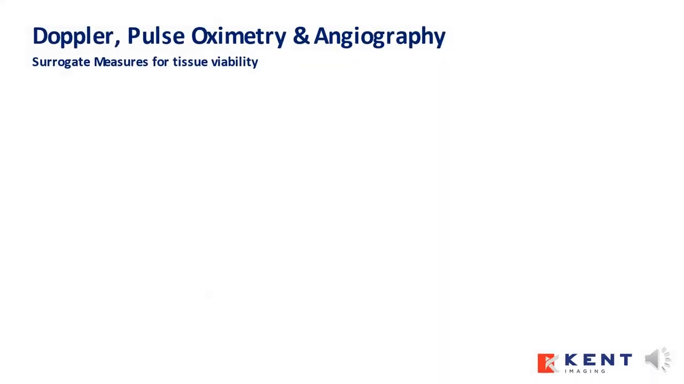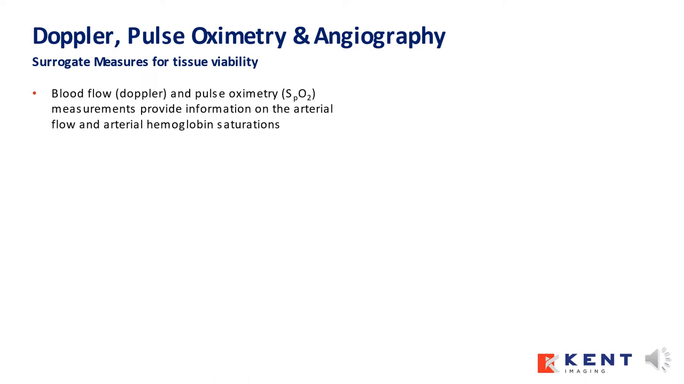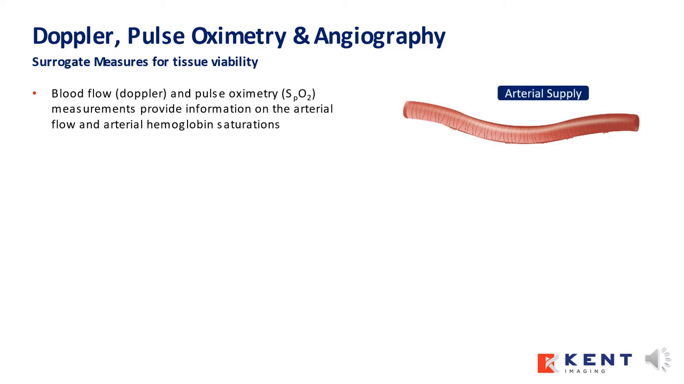Today, commercially available technologies provide indirect or surrogate measures for tissue viability. Blood flow measuring techniques, such as laser Doppler, provide a measure of perfusion, but they are largely indicative of the arterial flow. Pulse oximetry provides a hemoglobin oxygen saturation, or SpO2, that is strongly correlated with the SaO2, or the hemoglobin arterial oxygen saturation. Both of these technologies focus on the arterial supply.